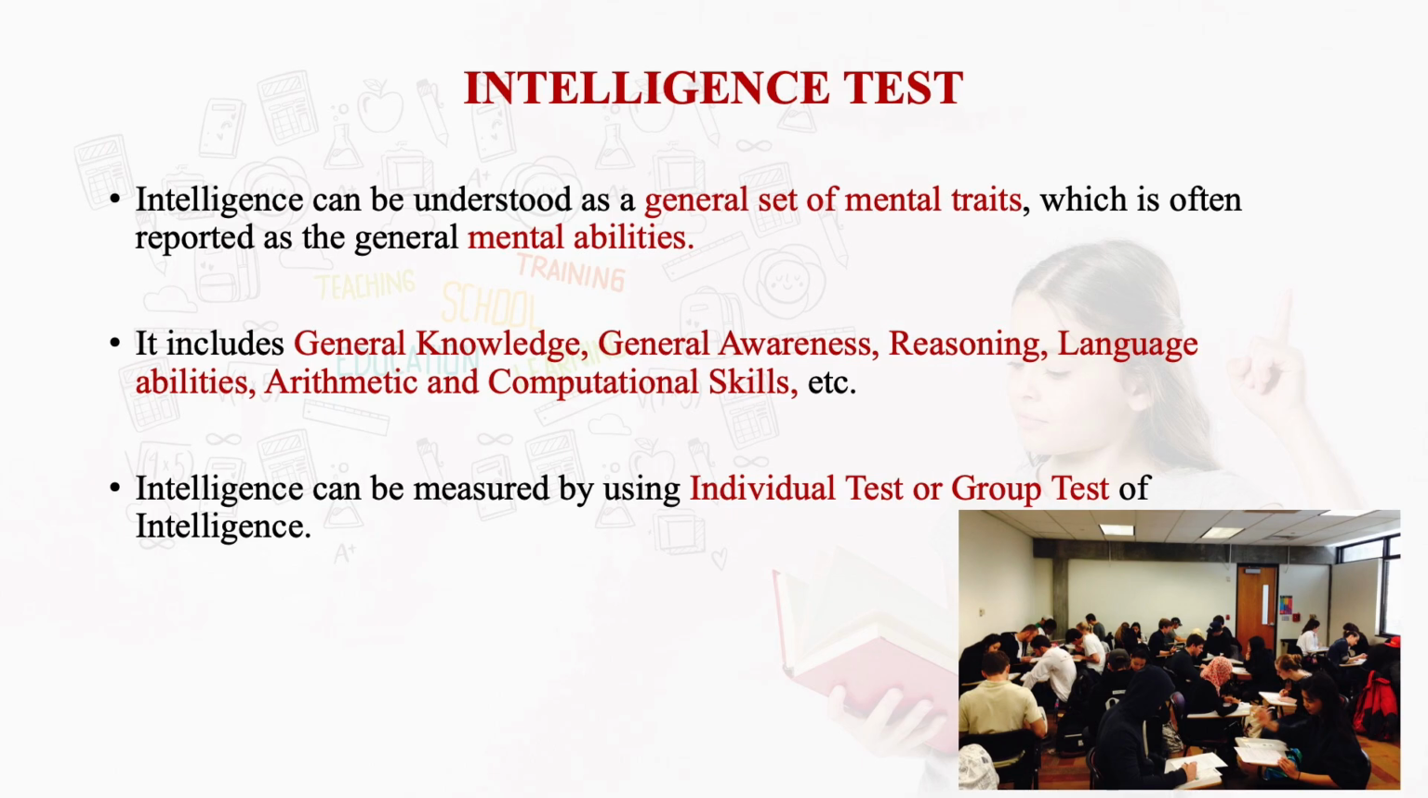Intelligence can be measured by using both the individual test or group test of intelligence. Individual test means the test will be administered at a time upon only one student or subject, and group test means the intelligence test can be used upon a group of students at the same time. So this is just the applicability and function of the test, that we can administer it upon a single child, single student, or upon a group.